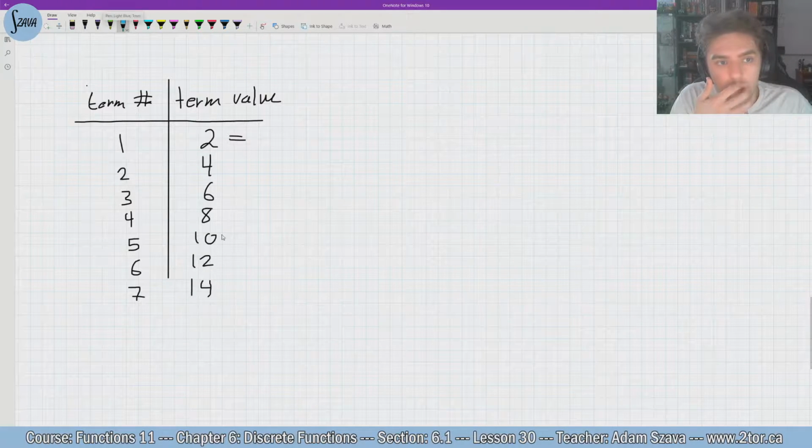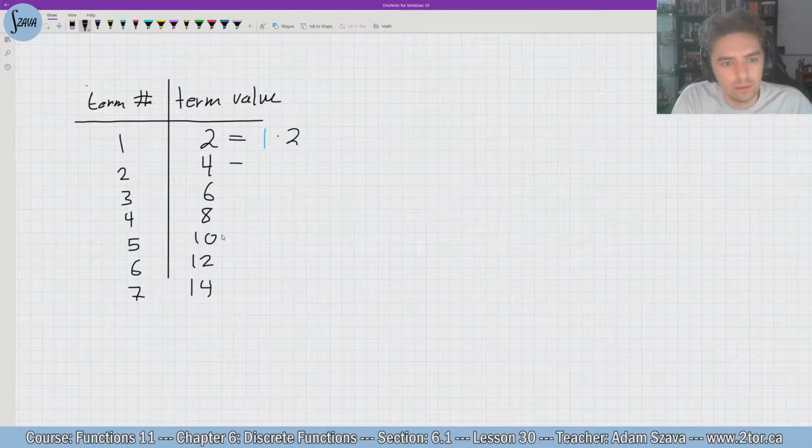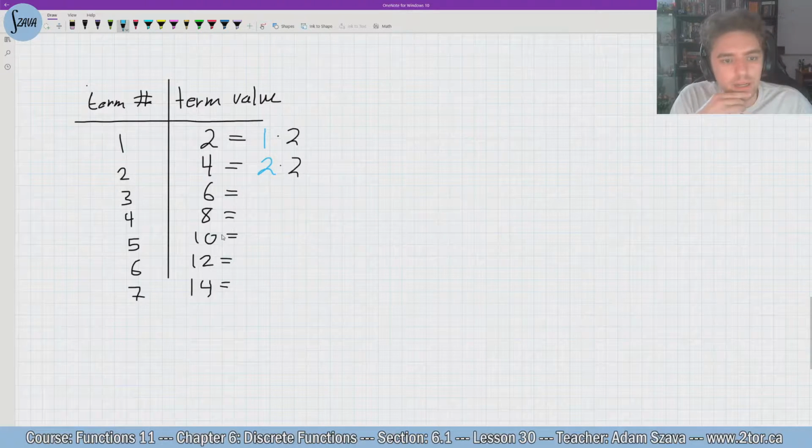So 2 is 1 times 2. 4 is 2 times 2. Still pretty simple, right? Just draw all these equal signs. 6 is 3 times 2.